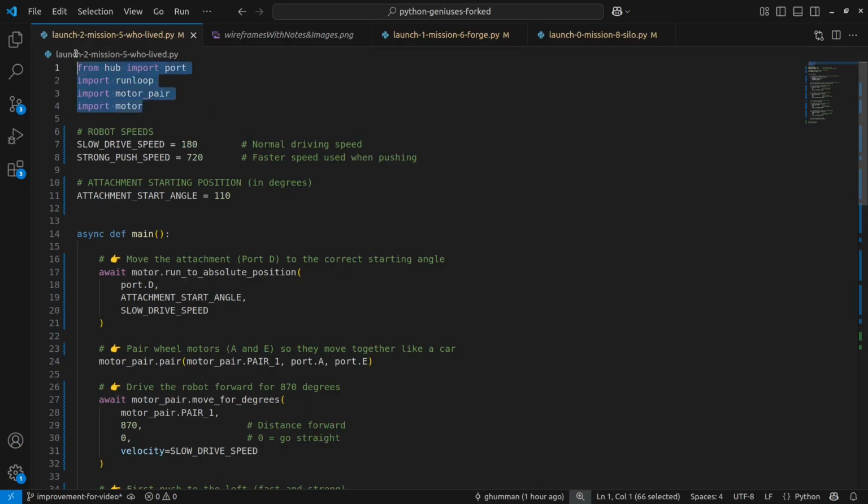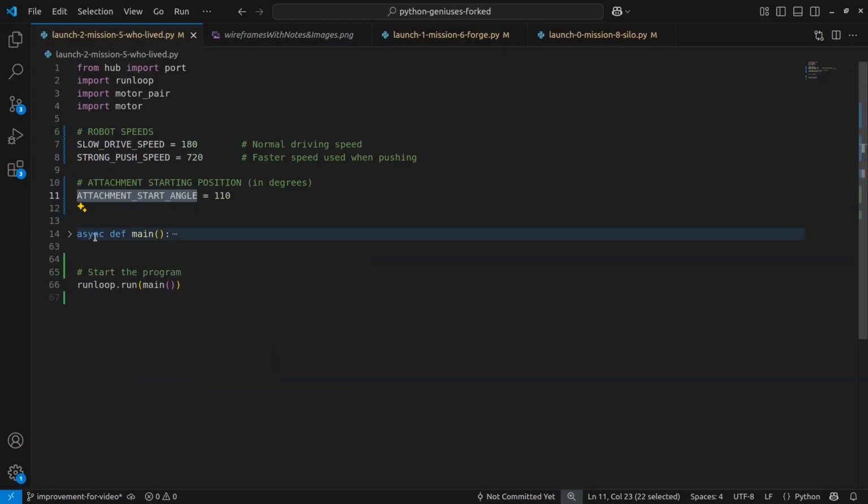we are importing some libraries and then we are declaring some variables. So the first three variables, the two are going to be used for the speed. These are the robot speeds, and this is when we want to move the robot slow, and this is when we're going to push that red stick to the left with a very high speed. And then we have a starting attachment, start angle, like where we want the attachment to be.